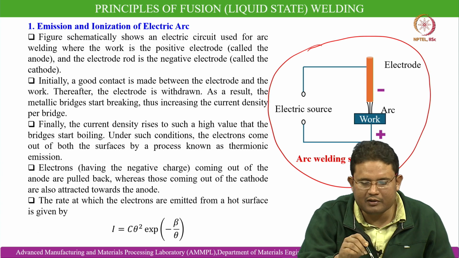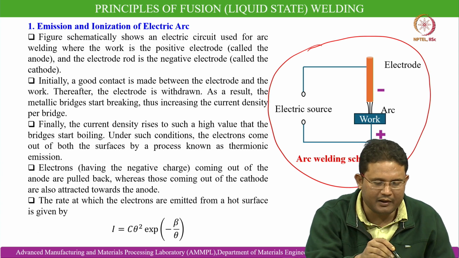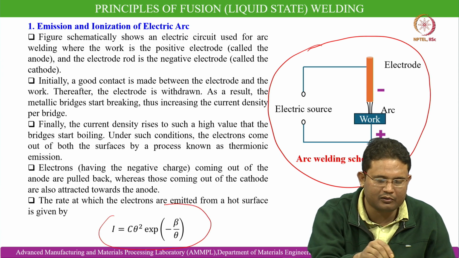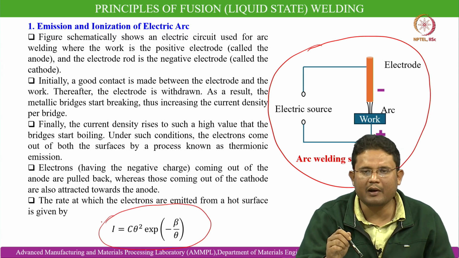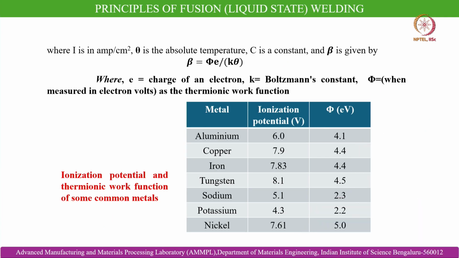So, the rate at which the electrons are emitted from a hot surface can be expressed by this equation, that is I = c θ² exp(−β/θ), where I is the current in ampere per square centimeter, θ is the absolute temperature, c is a constant, and β is given by φe/kθ, where e is the charge of an electron, k is the Boltzmann's constant, and φ is the thermionic work function, which is measured in electron volts.